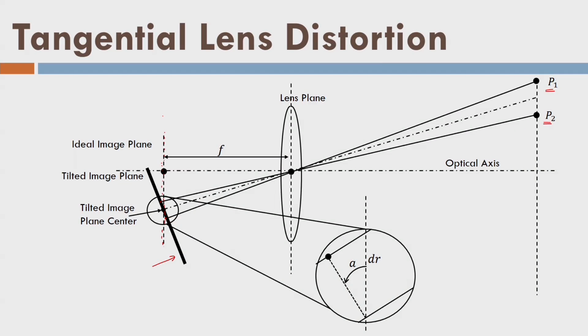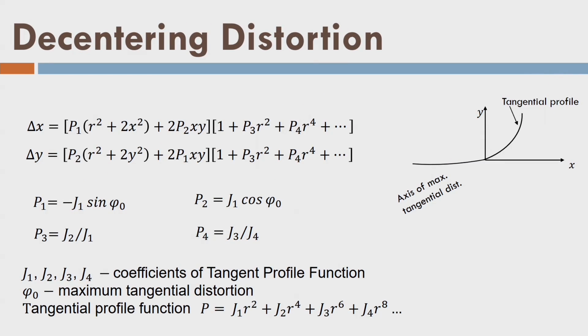and that is what we call the tangential lens distortion. This distortion is given by this formula, delta x and delta y, where P1, P2 are all coefficients, and they are given by this one. J1, J2, J3 and J4 are coefficients of the tangential profile function, and this profile function is given by this formula. Here this tangential profile function is drawn. If I draw a line to that, it is a tangent here. This is angle phi 0 which we have here. So, we are doing some approximation and we are applying this correction.